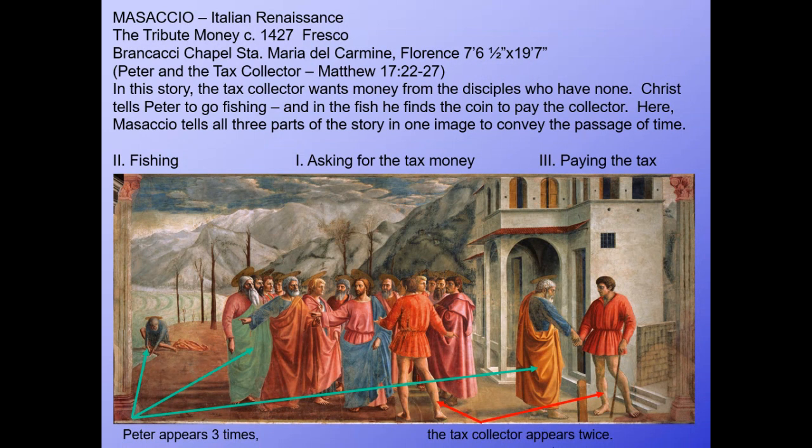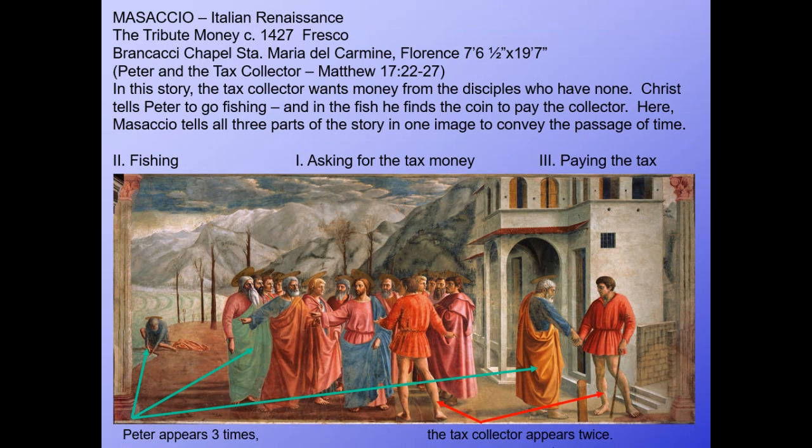This is a story from the book of Matthew in which Christ and the disciples are confronted by a Roman tax collector. The tax collector wants them to pay their taxes, obviously, but they've given their money to the poor. So Christ asks Peter to go fishing, and Peter obeys. When he opens the mouth of the fish that he catches, he discovers gold coins that they need to pay the taxes. So the story is told slightly out of sequence.